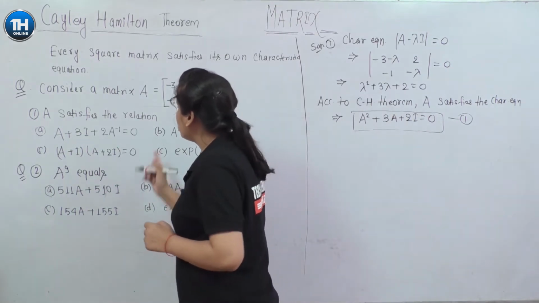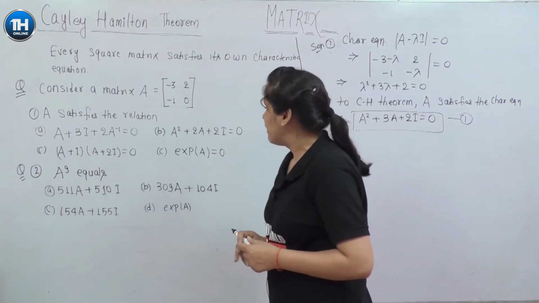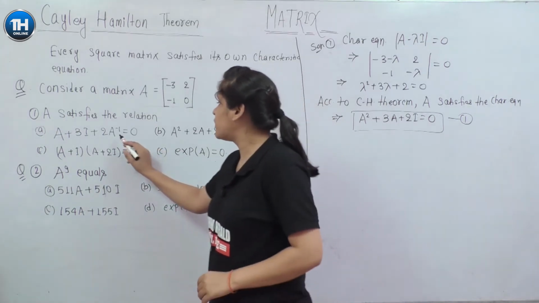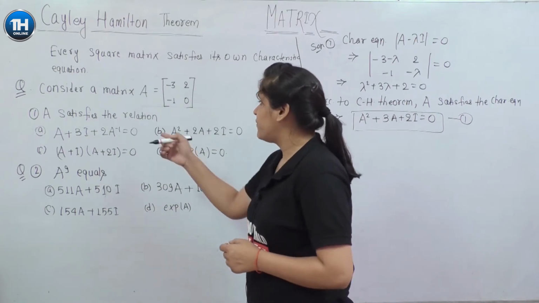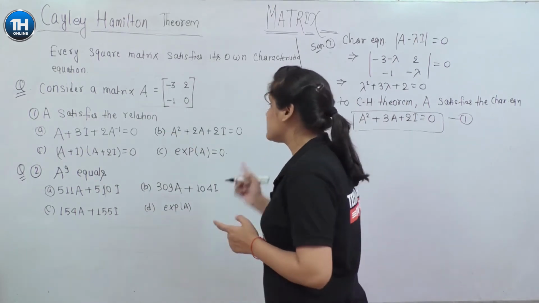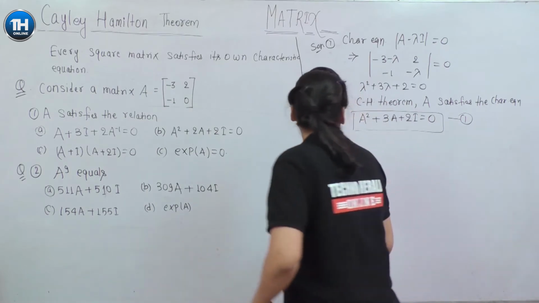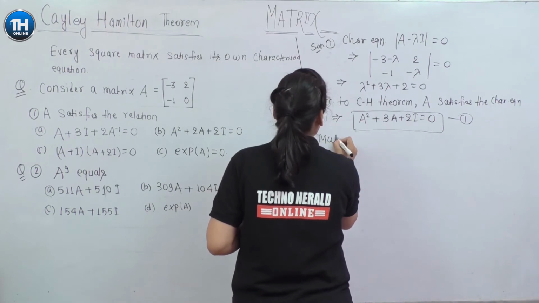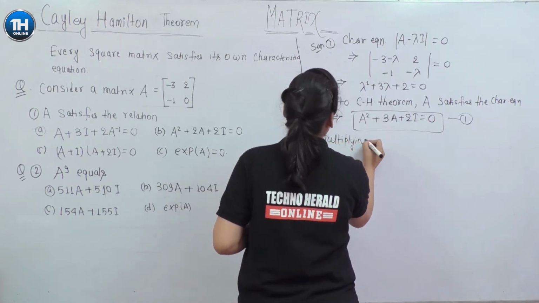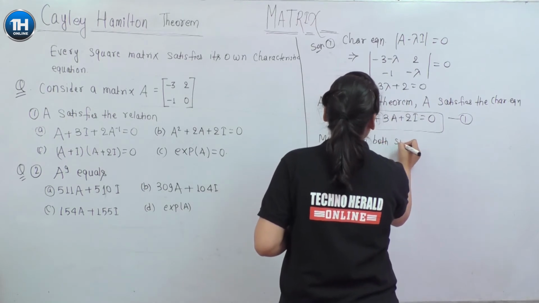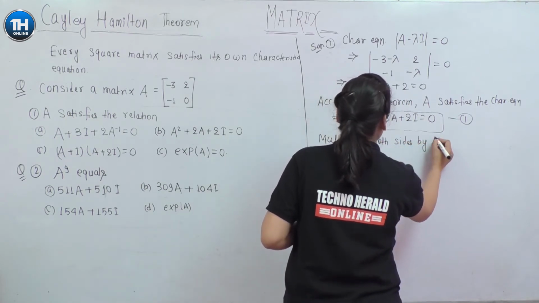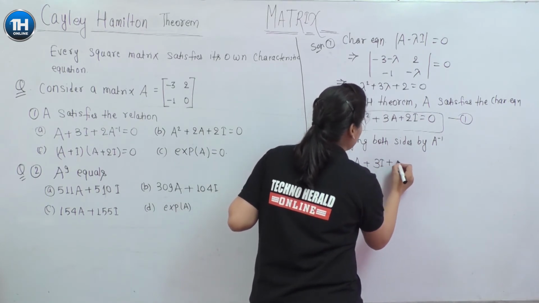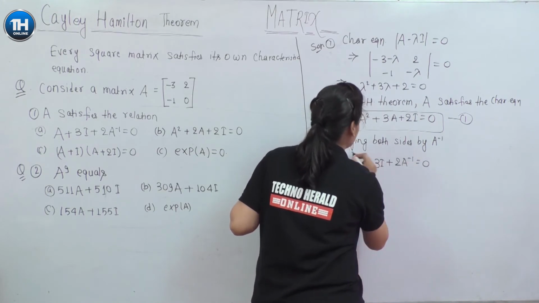Now check, look in the options. Which of the options is correct? Before going to the options, there is an A inverse term in the options. So first you have to find A inverse also, because if A inverse is included in the answer, then our answer will be wrong. So find A inverse first. To find it, what will you do? Multiply both sides by A inverse. So what will it be? A plus 3I plus 2A inverse is equal to 0.